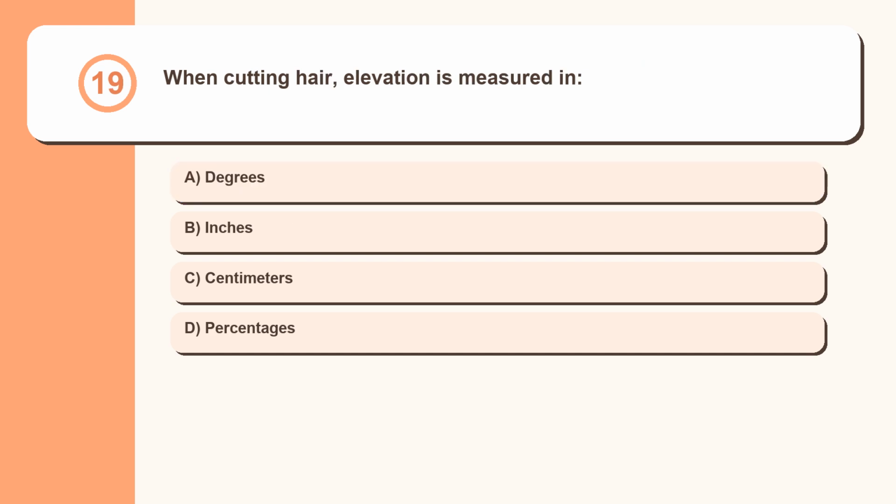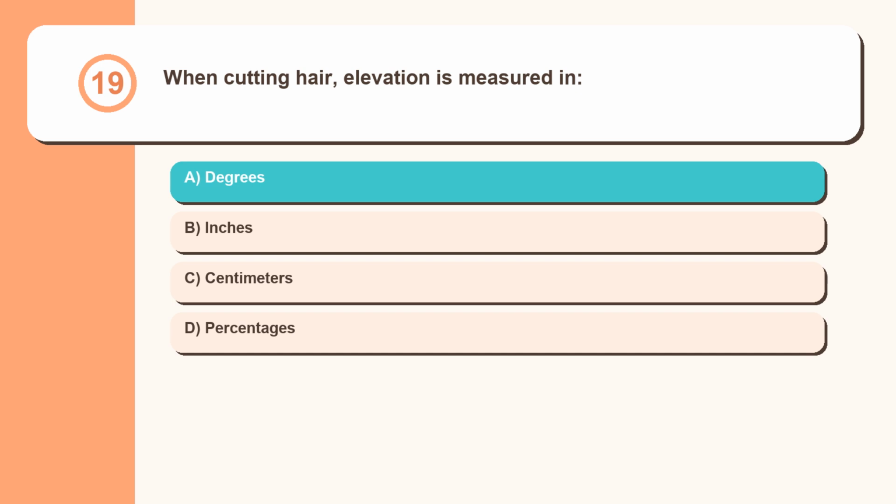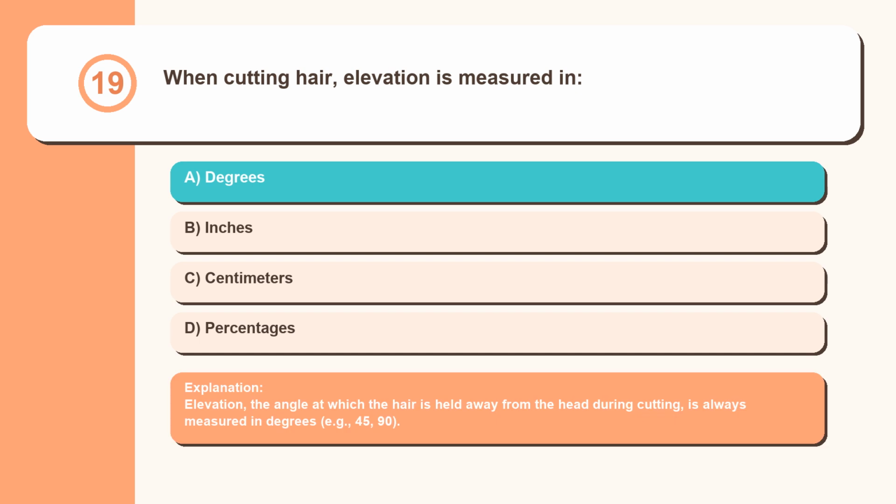Question 19. When cutting hair, elevation is measured in degrees, inches, centimeters, percentages. Elevation, the angle at which the hair is held away from the head during cutting, is always measured in degrees, for example 45 or 90.